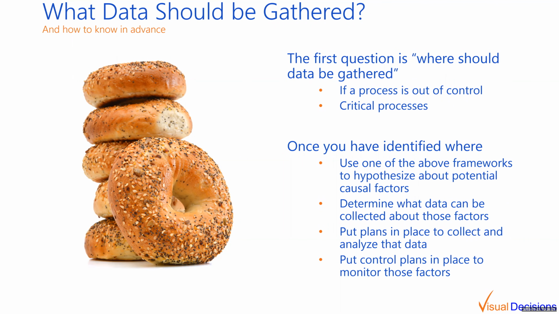The first question to answer is actually, where should the data be gathered? And in general, there are a lot of ways to answer the question, but I'll focus on two scenarios. The first one is, if we know that a process is out of control, that is a really good place to start. And then also for any critical process within the operation, you should also be starting your data collection now if you haven't already.